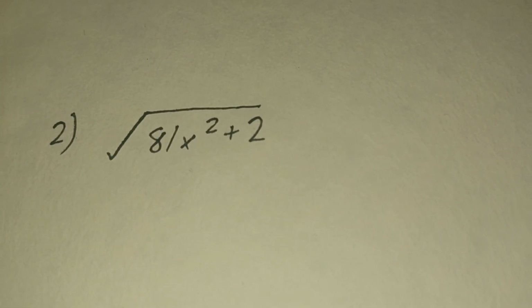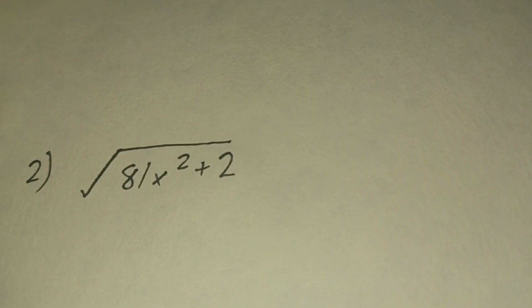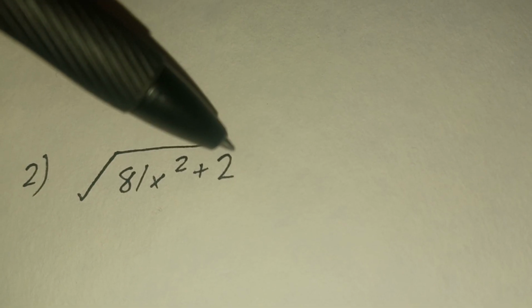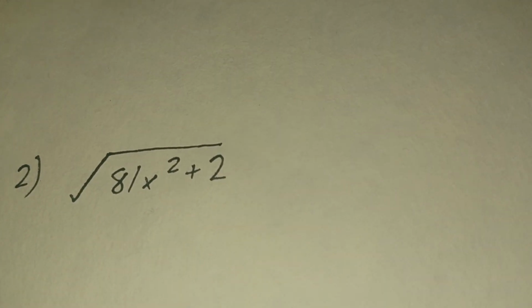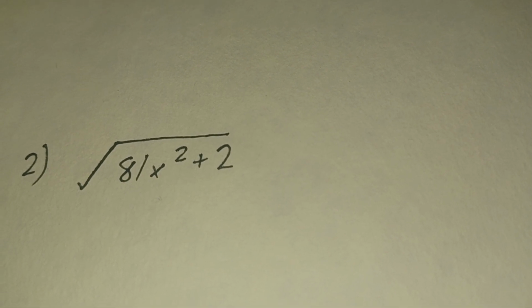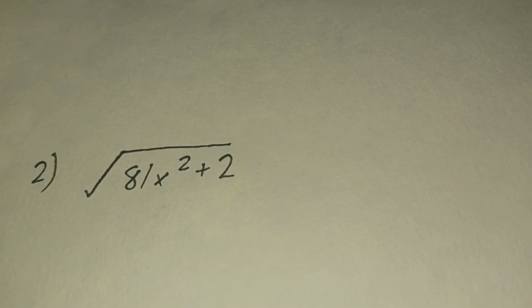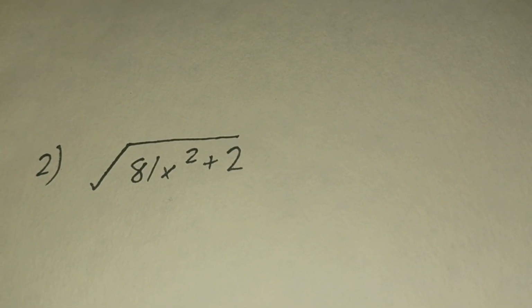The square root of 81x squared plus 2. We can start off by factoring 81x squared and 2. Do they have anything in common? Not really. So we cannot factor and we can't really evaluate. So we're stuck with this.